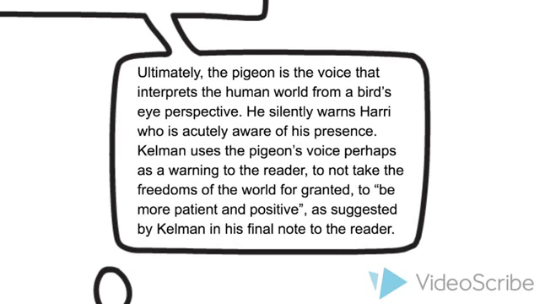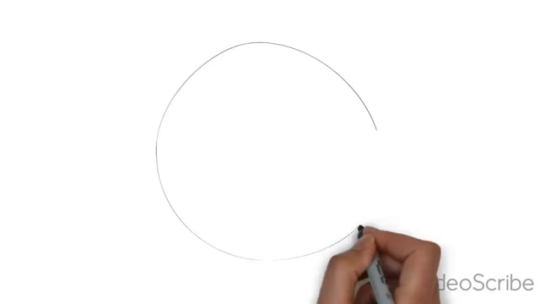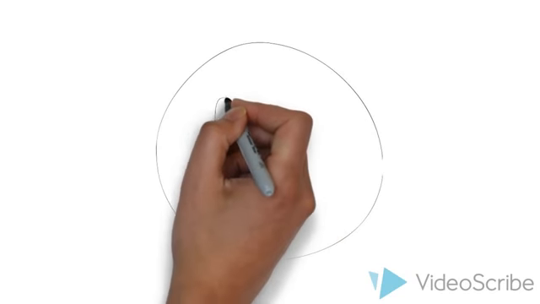ultimately, the pigeon is the voice that interprets the human world from a bird's eye perspective. He silently warns Harry, who is acutely aware of his presence. Kelman uses the pigeon's voice perhaps as a warning to the reader to not take the freedoms of the world for granted, to be more patient and positive, as suggested by Kelman in his final note to the reader. Your final 5 minutes can be used to write your conclusion.